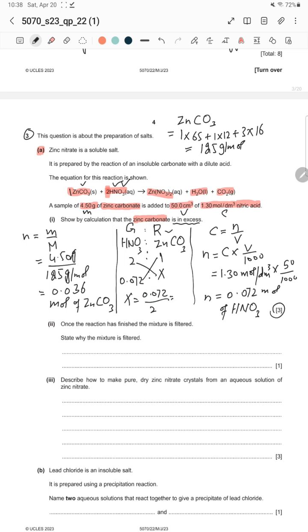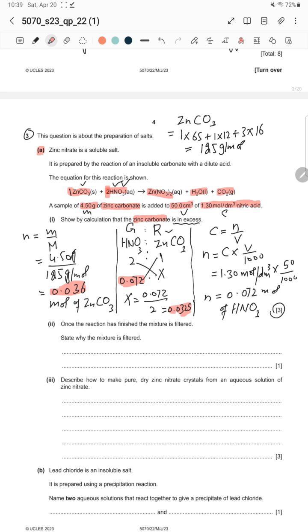So you will get the answer 0.0325. So these are the moles of zinc carbonate out of 0.036 moles of zinc carbonate which were present at the start. Only 0.0325 were reacted with the nitric acid mole. So it means zinc carbonate was in excess.